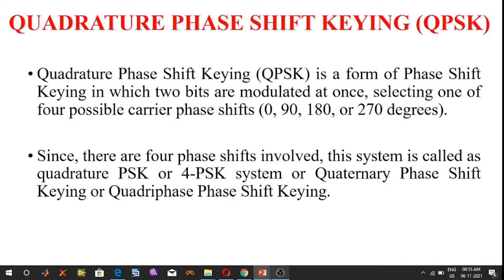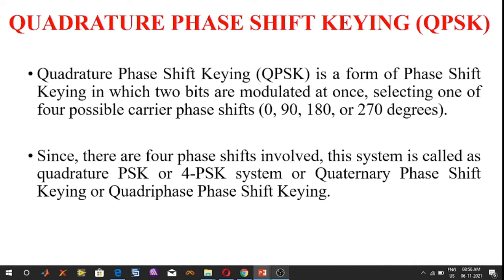selecting one of four possible carrier phase shifts. So those four carrier phase shifts are 0 degree phase shift, 90-degree phase shift, 180-degree phase shift, and 270-degree phase shift.